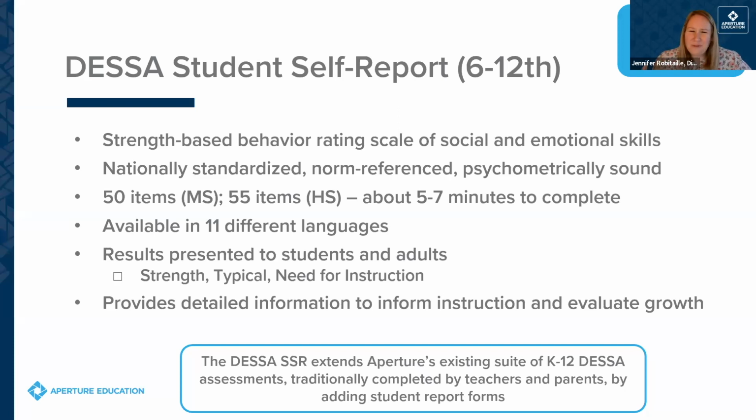I'm not going to go too in depth about results in this webinar, but essentially we provide a total social and emotional composite score, and then scores across specific social and emotional competency domains. So it'll tell you if the student has strengths in any of those areas, so that's like the highest scores, if they are in the typical range where most students will fall, or if students have a need for instruction in any social and emotional domain.